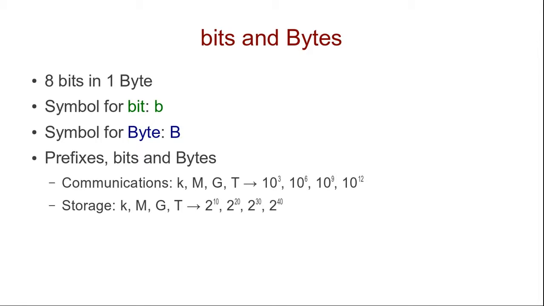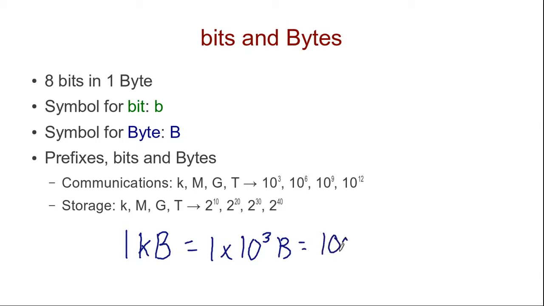That is, if we have 1 kilobyte, what does K mean? Well, if K is 10 to the power of 3, then that is 1 times 10 to the power of 3 bytes, which is 1000 bytes, which is the common meaning of K when we talk about communication systems.